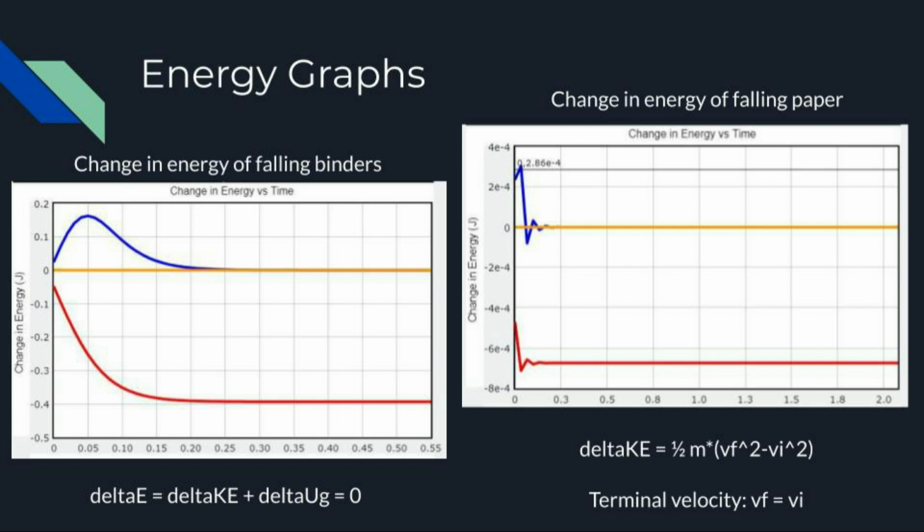If you look at the formula for change in kinetic energy, the final and initial velocities will be the same, meaning that the change in kinetic energy will be zero. And the model shows that the falling paper reaches terminal velocity before the falling stack of binders.